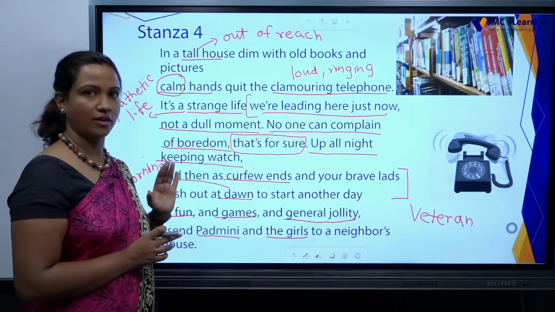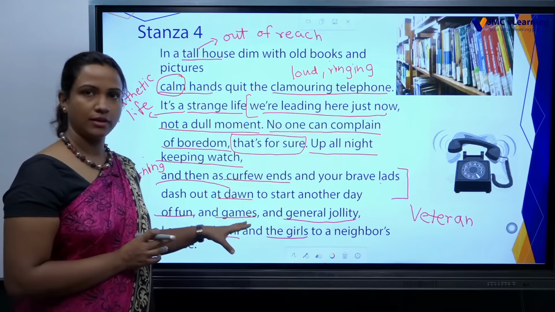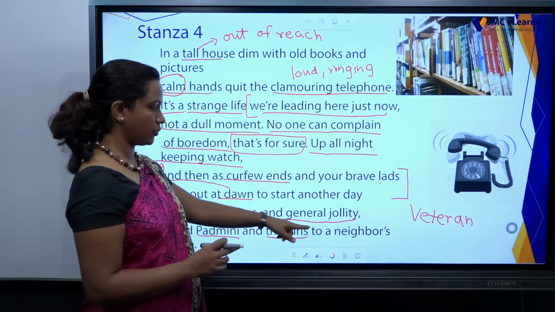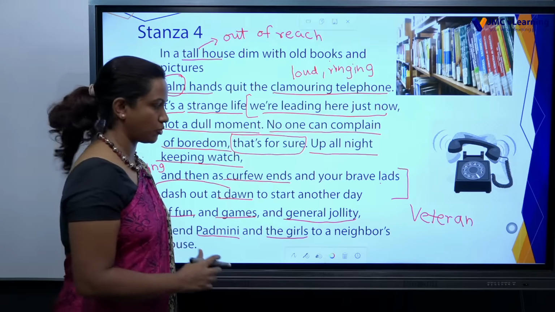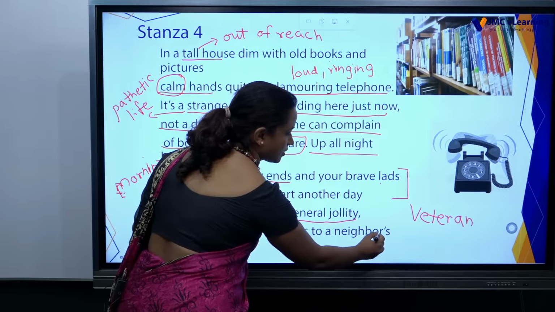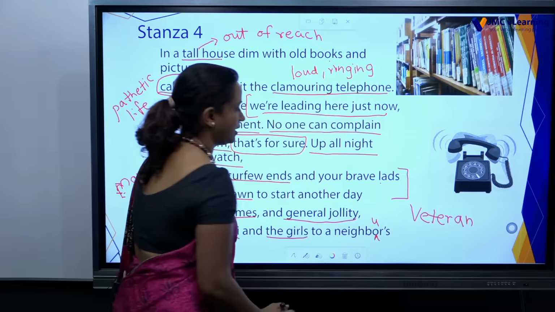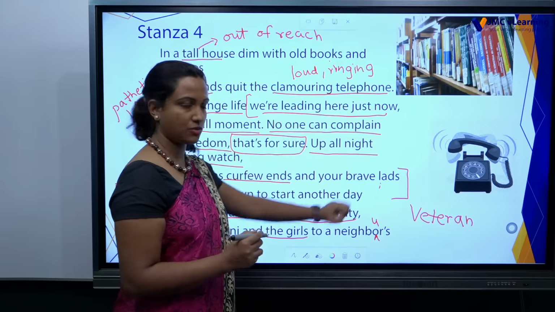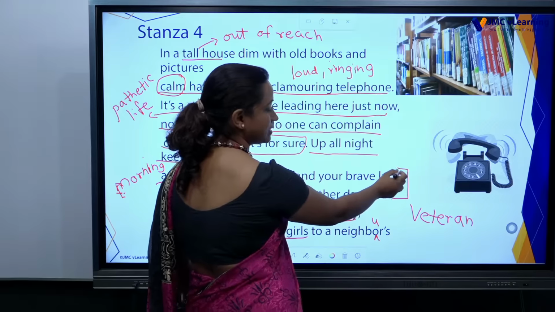Right? They are having fun. But this person is thinking of the safety always. Now in your textbook you will have neighbor spelled as this. So please children, this has to be O, and in here the brave lands, you might come across this word lands. Okay, so it's not lands, it is lads.